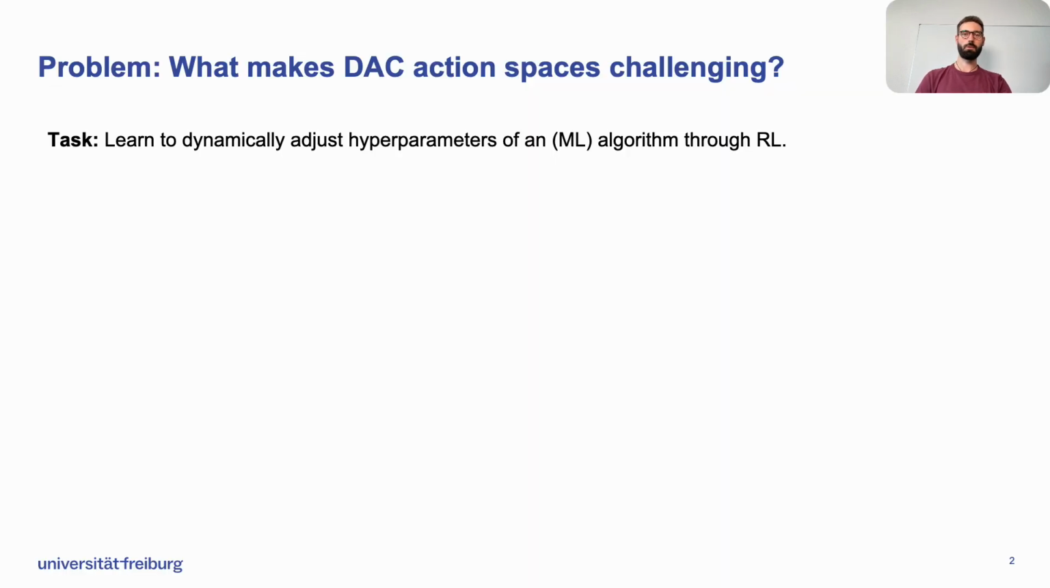In dynamic algorithm configuration, we aim at learning to adjust the hyperparameters of an algorithm throughout its execution. For this, we employ reinforcement learning. And in this paper, we address one of the key challenges of RL in DAC, the structure of the action space. So let's have a look at what makes DAC action spaces challenging by the example of neural network training.